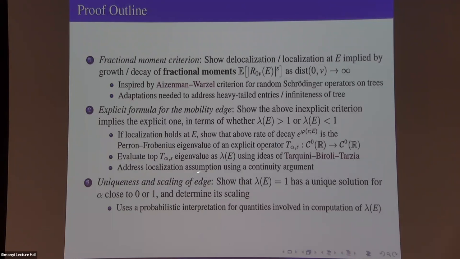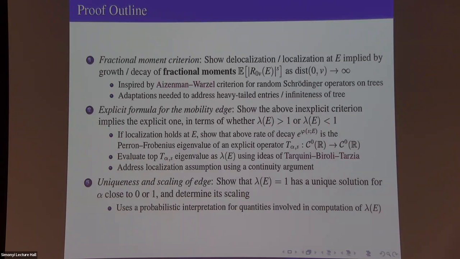Then you compute the top eigenvalue of that operator, and there were some ideas in the physics work of Tarquini, Biroli, and Tarzia that point toward how to do this. And then I again assumed what I wanted to prove here. So you circumvent the fact that this is a priori circular by a continuity argument, which is somewhat reminiscent of what you see in local laws and the universality theory of random matrix theory. Okay, so I'll try to explain that a little bit more if I can later.